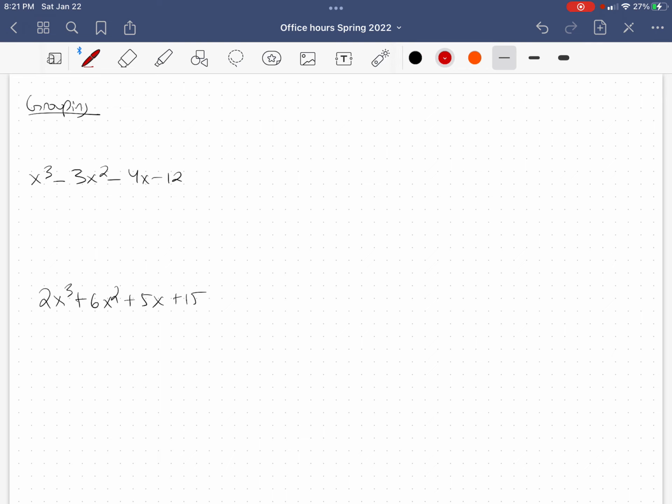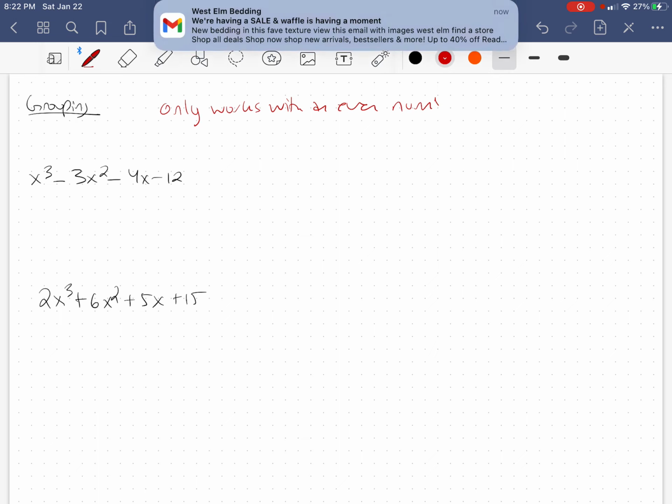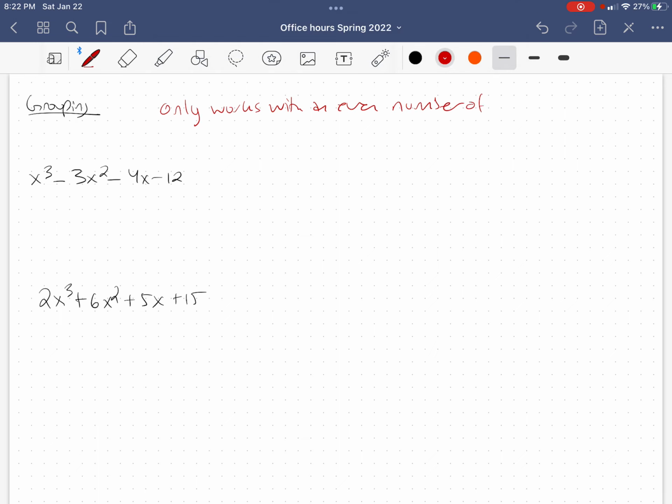Factoring by grouping. First of all, this only works with an even number of terms. And specifically, more than 2. In practice, this usually means we need 4 terms. Okay. Why? Because I'm going to literally group these terms. Okay. And if there's only 2 of them, the groups are really boring.